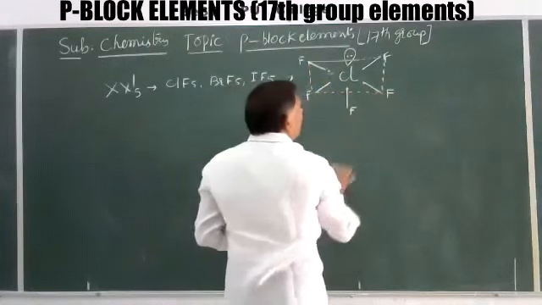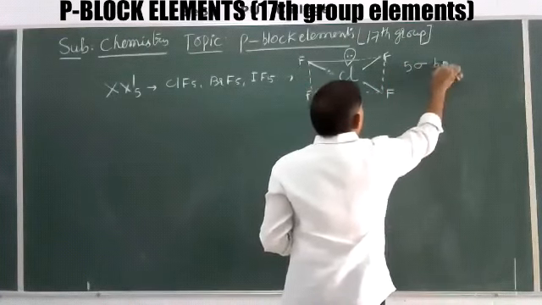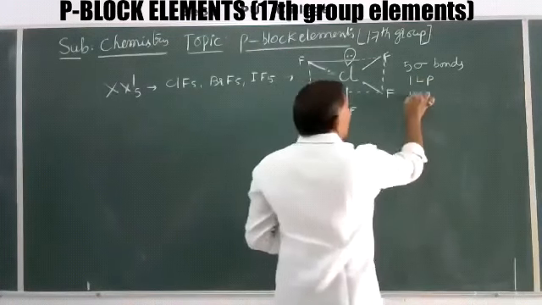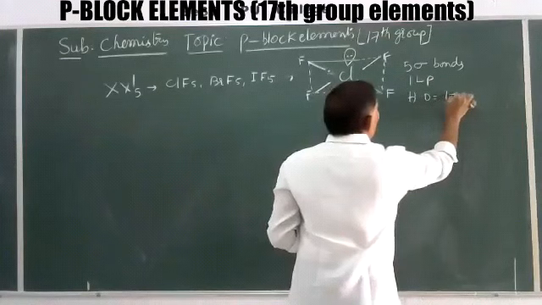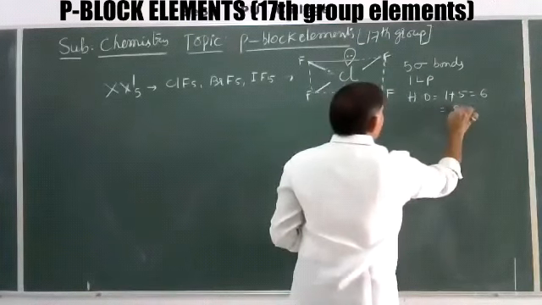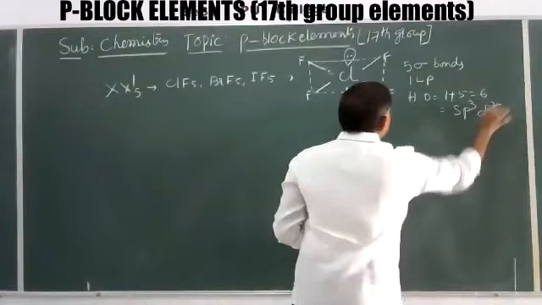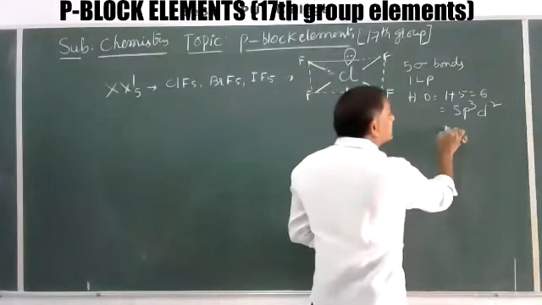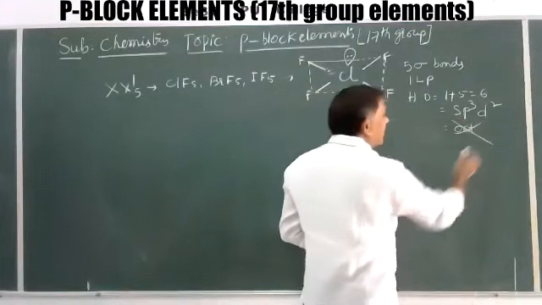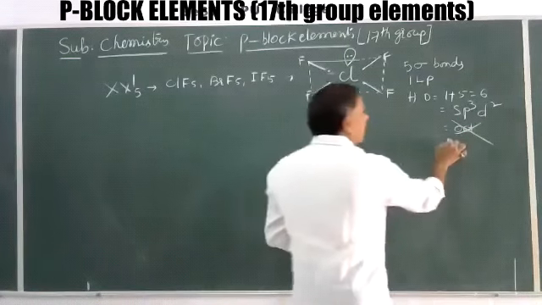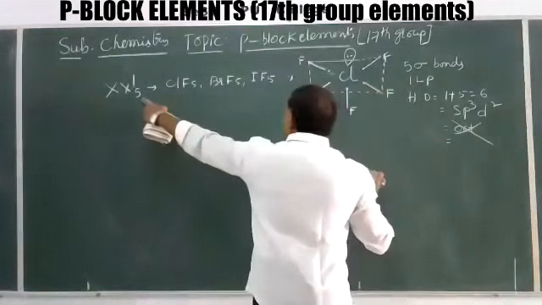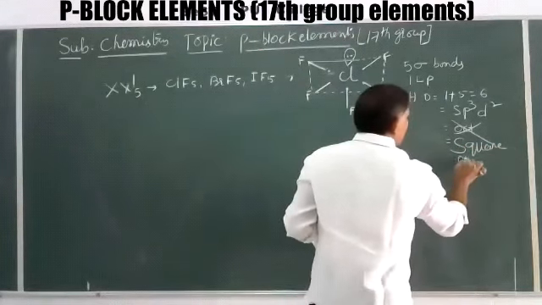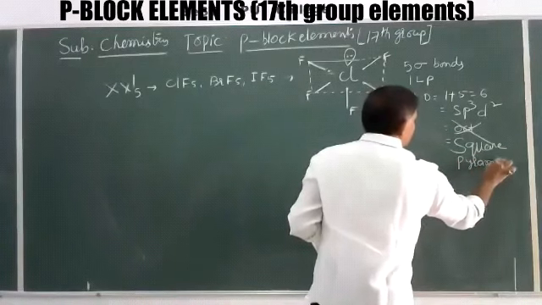Now around this, 5 sigma bonds and 1 lone pair are there. So the hybrid orbitals are 1 plus 5, 6, that is sp3d2. If it is sp3d2, its geometry is originally octahedral, but it's not an octahedral structure. All these X dash 5 compounds have a square pyramidal structure.